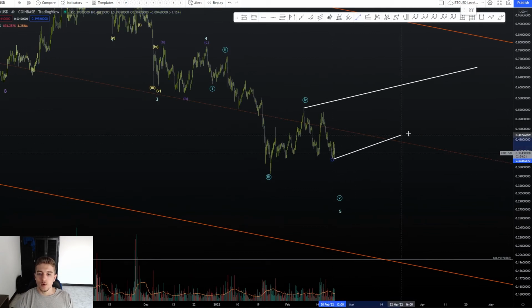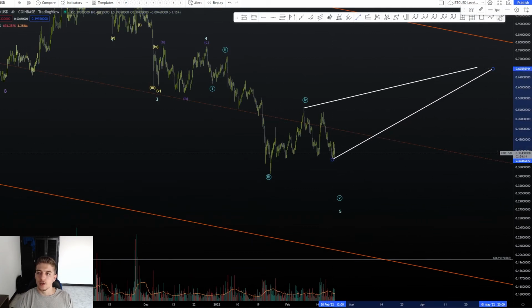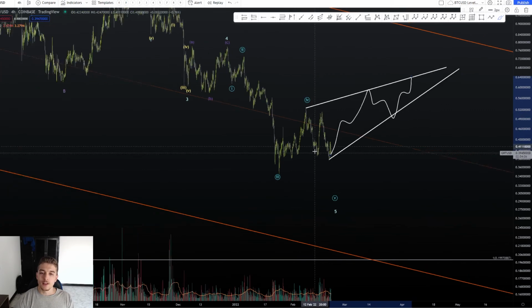And then perhaps we're coming up for wave 3, and we could get something like this: ABC wave 3, ABC wave 4, ABC wave 5. That's a possibility we have to keep in our minds, but I'm not going to be considering it because I just don't think it's that likely given all things considered.